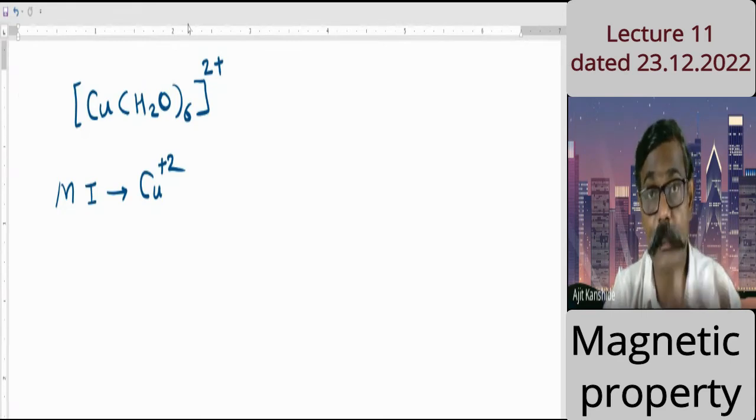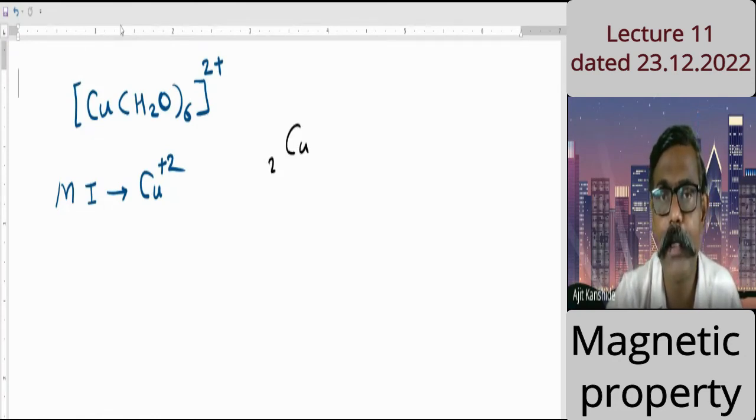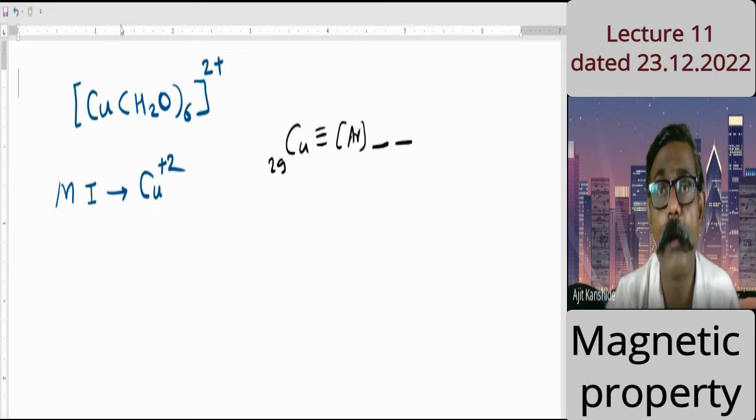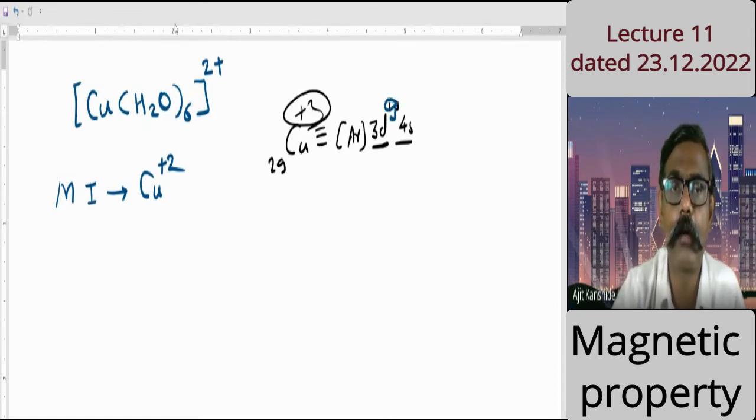Actually, when we learn the hybridization concept, further understanding will come. Copper plus 2, what is its electronic configuration? Copper has atomic number 29. The outer electronic configuration is argon, then 3d10 and 4s1. But for copper plus 2 ion, the electron from 4s goes, and the electrons in 3d will be only 9 now. So the electronic configuration for copper plus 2 is 3d9.